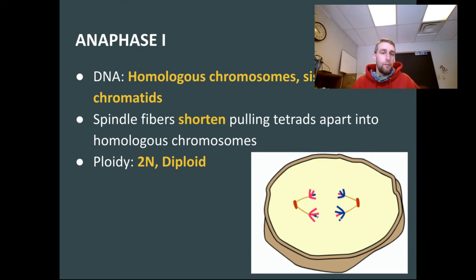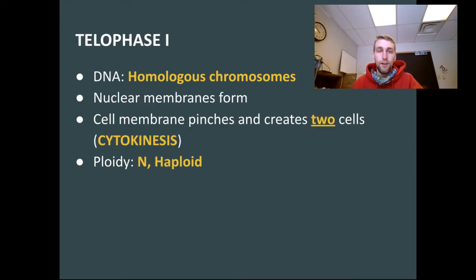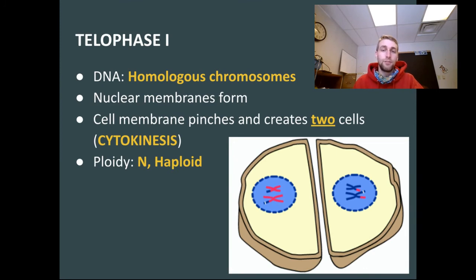Anaphase 1 is probably exactly what you'd expect. They get pulled apart. You can see them getting separated. This cell technically still has two copies of each chromosome, two big, two small, so it is still diploid for now. That is about to change.